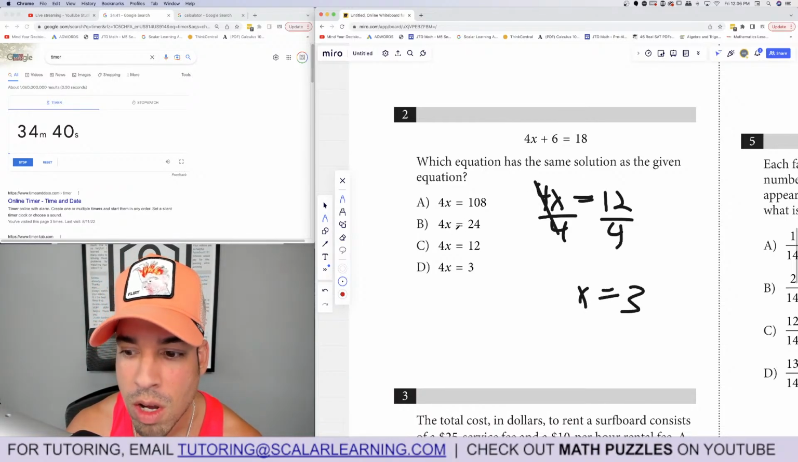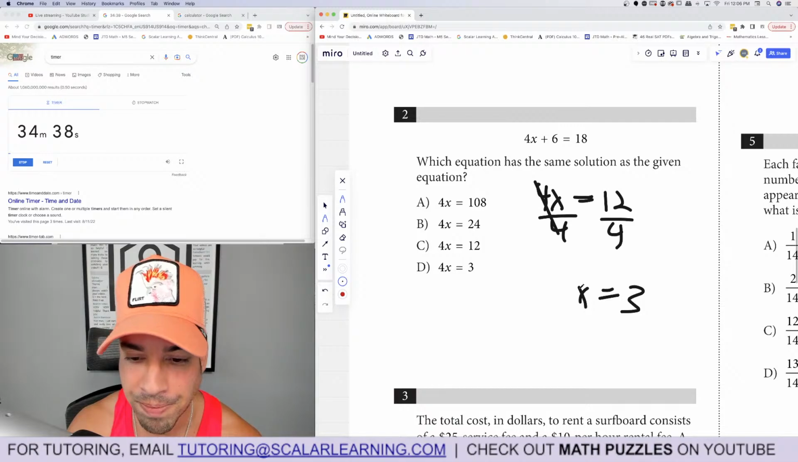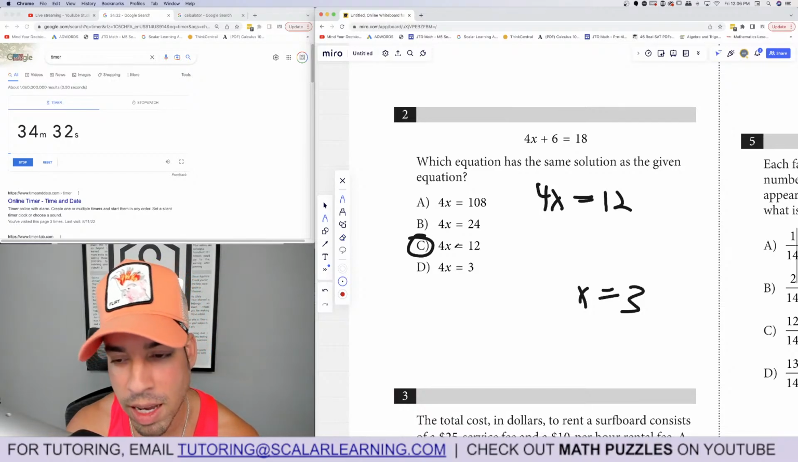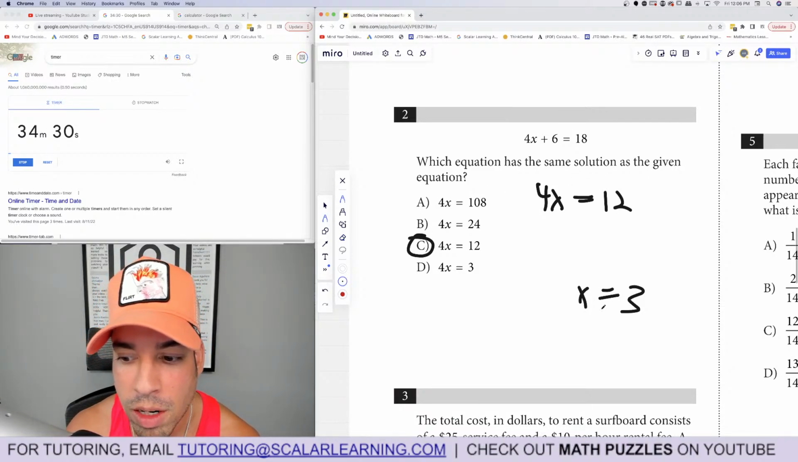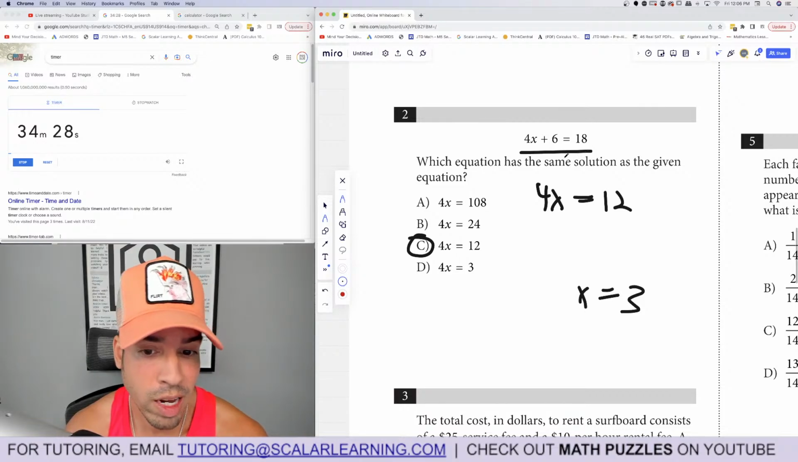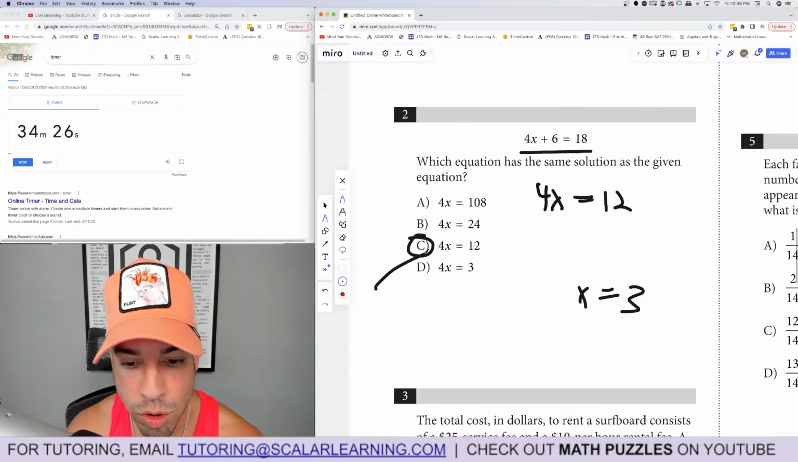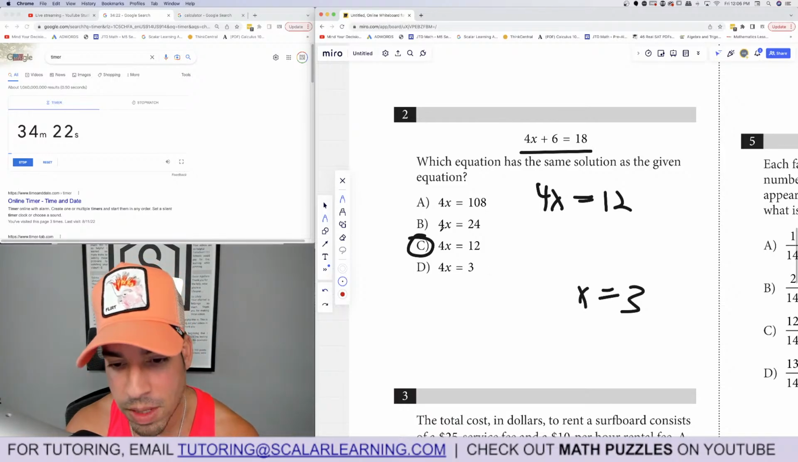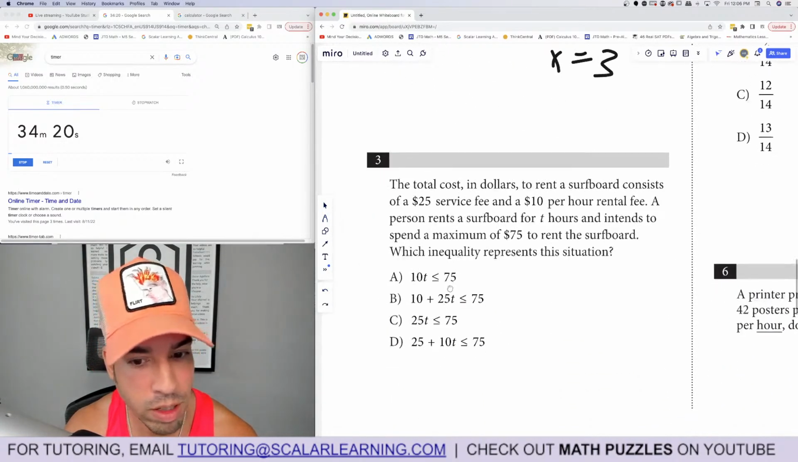Oh, interesting. They want it in the simplified form. So check this out. This is actually the answer that is correct. And now when they say the same solution, the solution here as we solved for is x equals 3. Guess what? X equals 3 satisfies this equation as well. 3 times 4 is 12. None of the other ones work, so we've got double verification done.